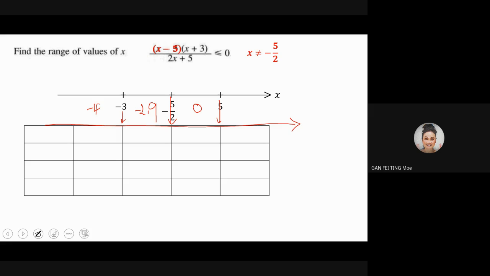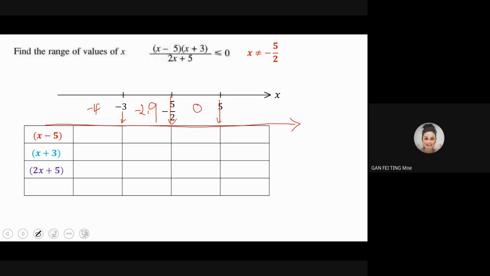From here, I move it down. Secondly, I have x plus 3, and I move it down as well. Then 2x plus 5, I move it down as well. This means my calculation in the grid involves the 3 factors. Once my answer turns out, everything is done.